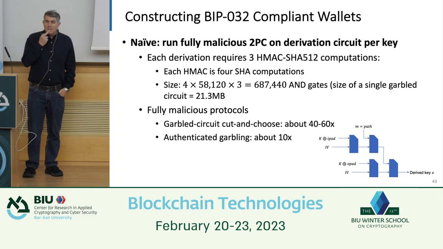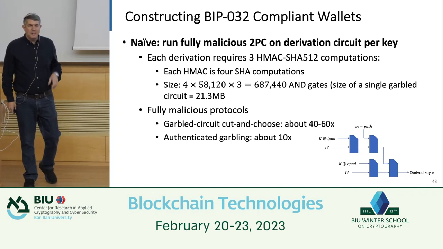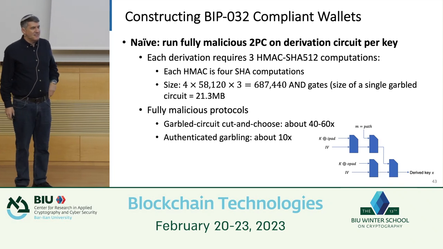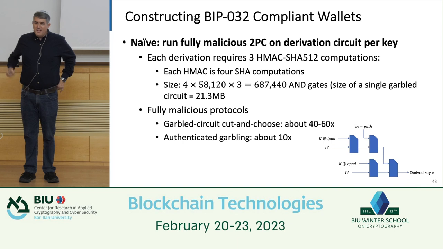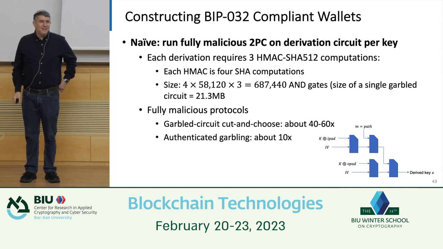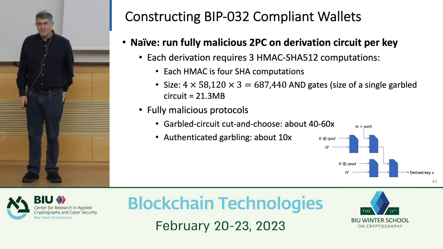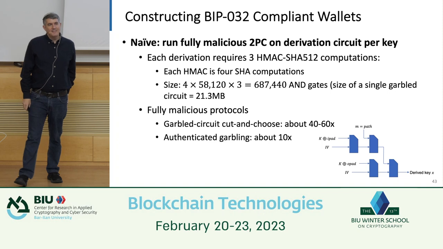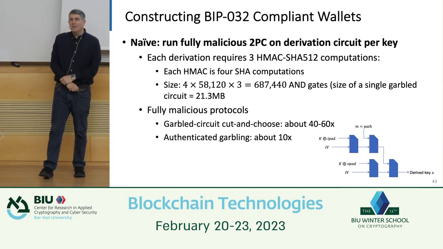But what about fully malicious protocols? So if I want to do garbled circuit cut and choose, I'm going to need maybe 40 to 60 circuits. If I want to do authenticated garbling, maybe it's about 10x. But 20 megabytes, I can sell; 200 megabytes, I'm not getting my bonus this year. So it's all a matter of incentives. So we want to improve this.